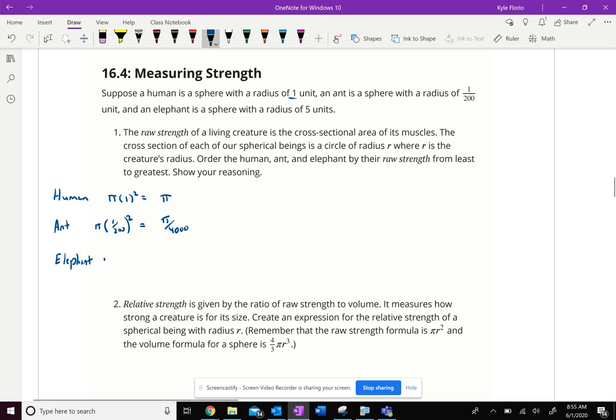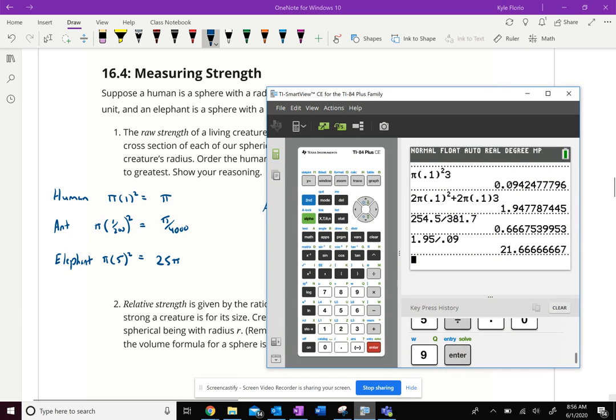And an elephant would be pi times the radius squared, and the radius for an elephant is 5. So pi times 5 squared, which is 25 pi. So yes, the elephant is definitely the strongest. From least to greatest, the ant would be the least strength, because pi over 4,000, that's a small number, right?